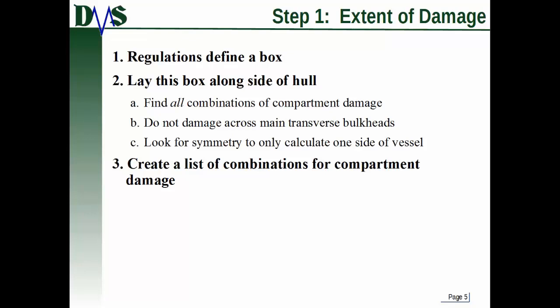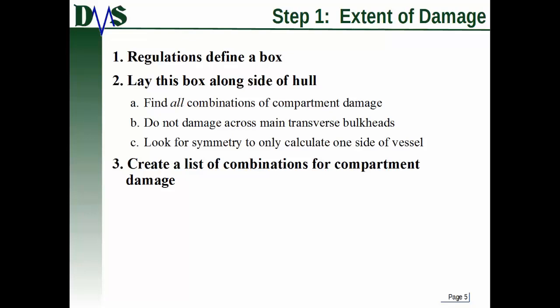So step number 1, the extent of damage. Like I said, this is usually defined based on regulations, but the regulations essentially define a box that says this is the farthest that any damage would penetrate into your hull. That box will usually be defined in all 3 dimensions, so you'll have a length, a breadth, and a depth to it. What you do is take that box and lay it along the side of your hull. This is better to do if you have a GA of some type. You push that box along and find all the possible combinations of compartment damage. That includes combinations of tanks and compartments, so we are considering each individual tank here as a possible combination.